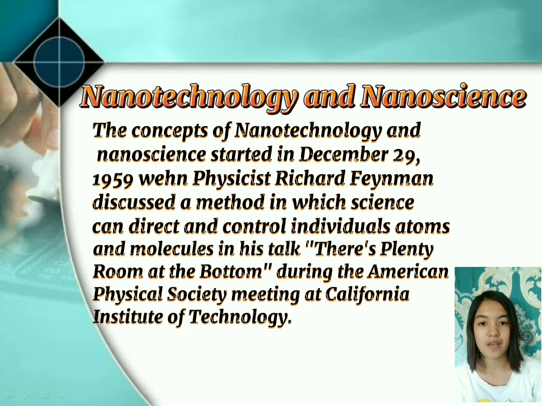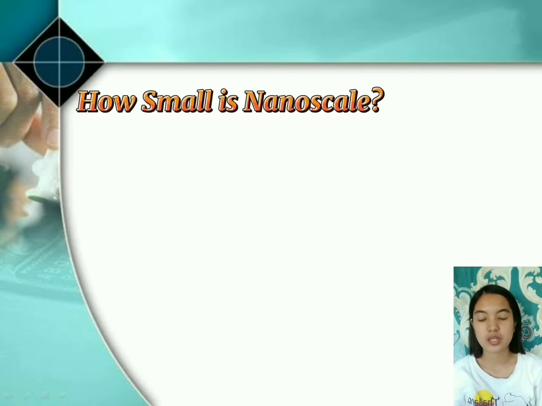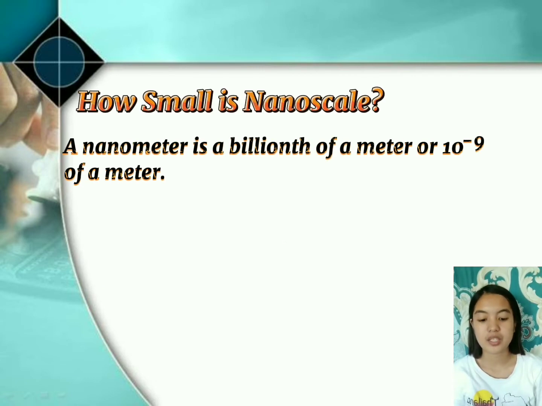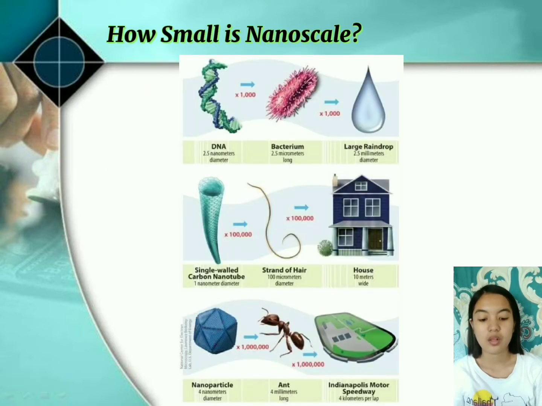NNI 2017. How small is a nanoscale? A nanometer is a billionth of a meter, or 10 raised to the power of -9 of a meter. The illustration shows how small the nanoscale is compared to other particles or materials.